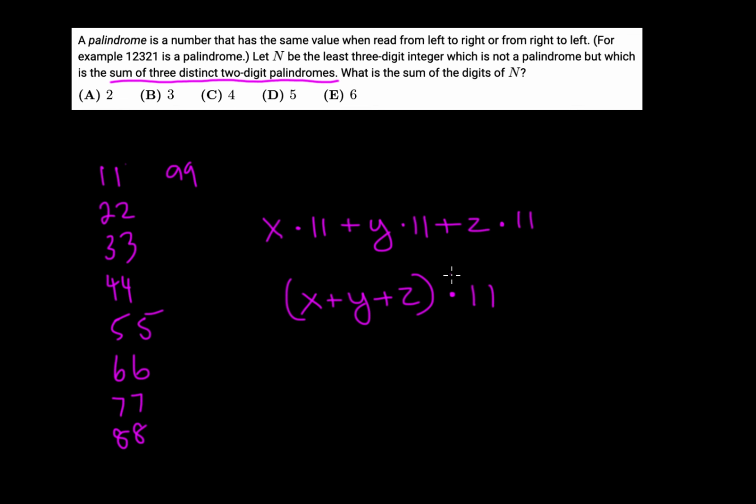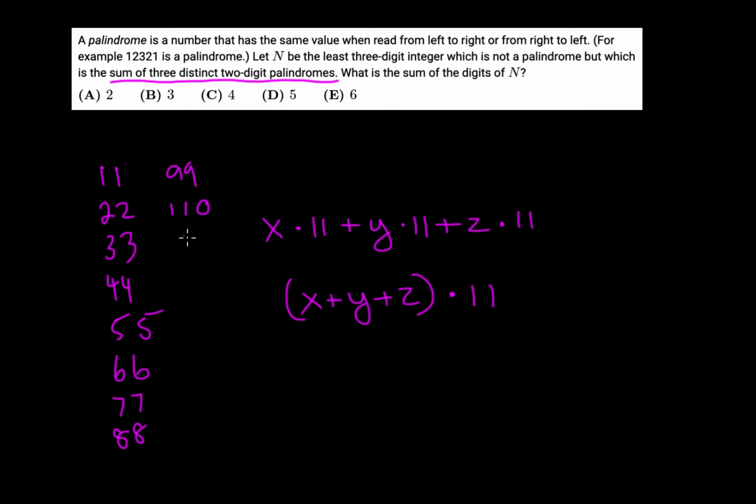And so we need to find the least three-digit number which is not a palindrome, but is a multiple of 11. And the way that we could solve this is by seeing, okay, what is the least three-digit number which is not a palindrome and is a multiple of 11? So if I think about the next multiple of 11 on our list, that would be 110. And we can immediately see that this is a three-digit number which is not a palindrome.